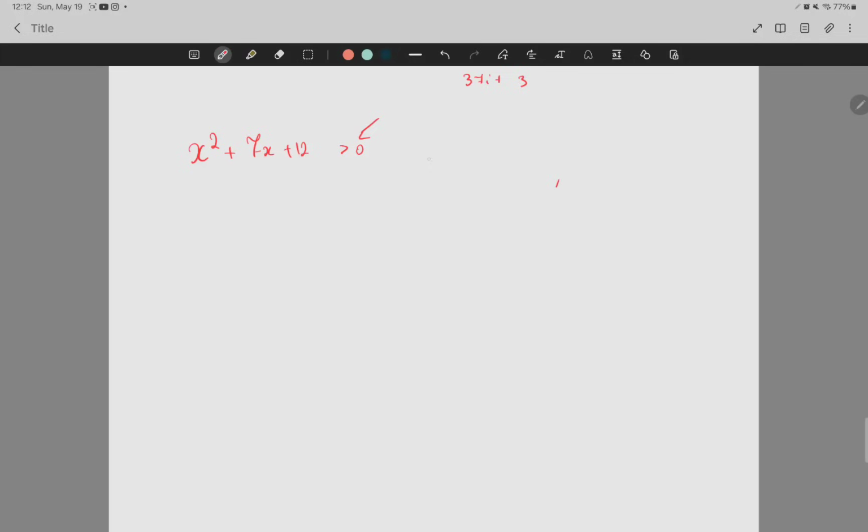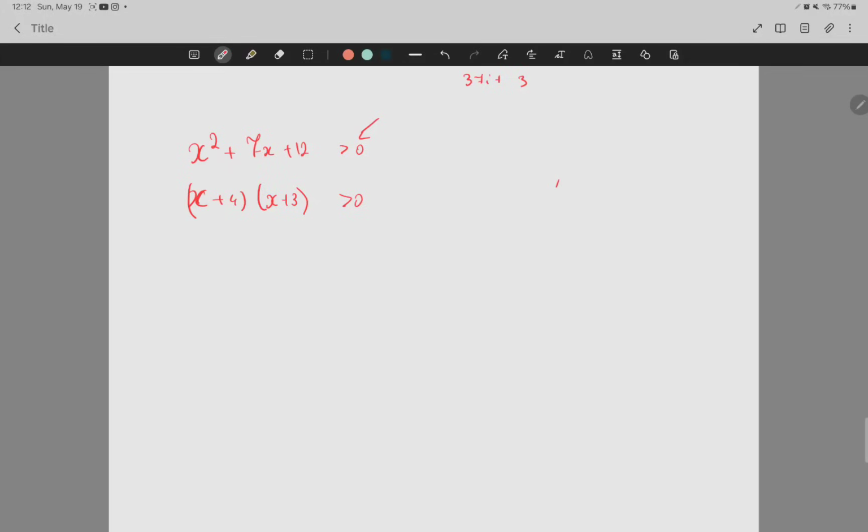Obviously, since it's a quadratic, usually it's going to have two solutions. The way you're going to do it, you're always going to factor it and find your two roots. If you factor this, you get x plus 4, x plus 3, greater than 0. This is the way our teacher taught us. I'm aware that some people might have learned a different way, but this is the way she taught us.